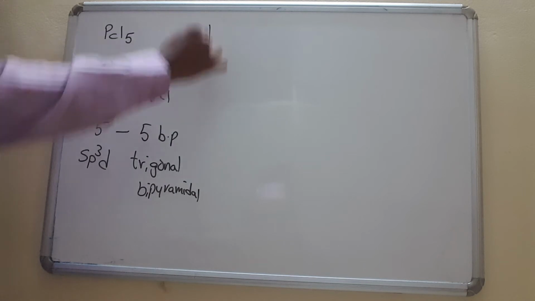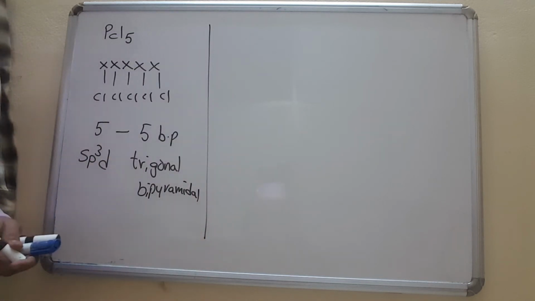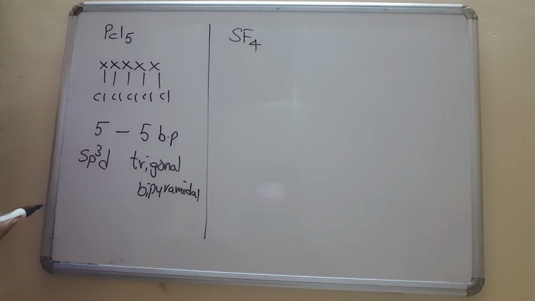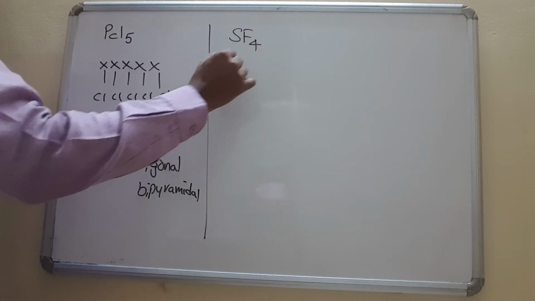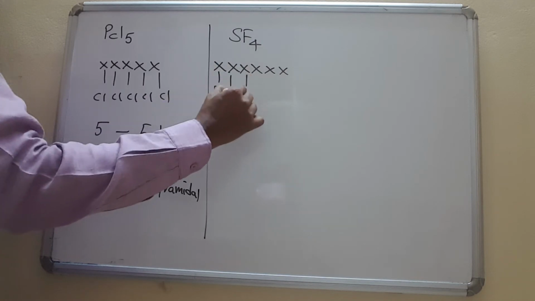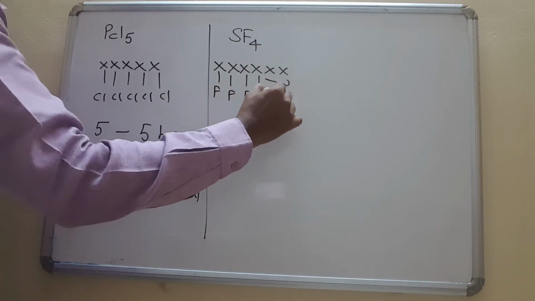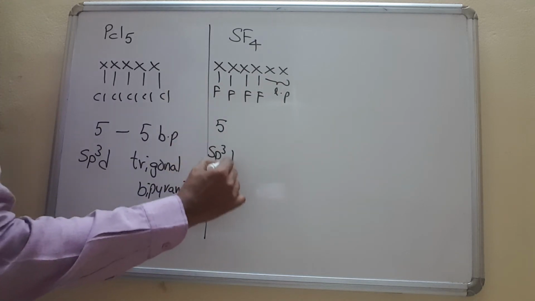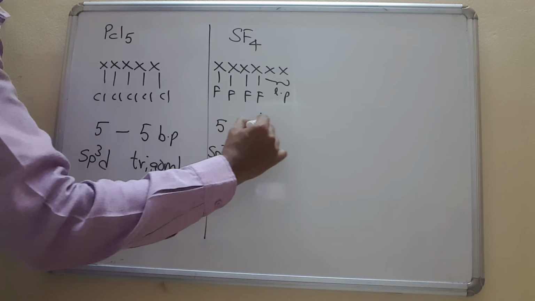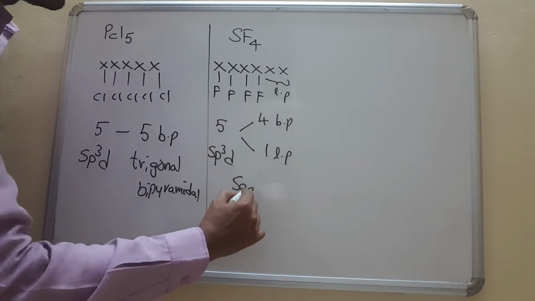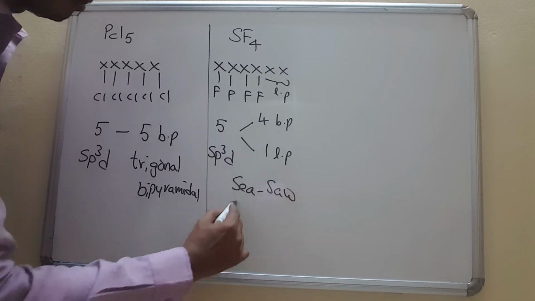Okay, so that is the first example. Next, the second example is SF4. If you see, the sulfur is a sixth group: 1, 2, 3, 4, 5, 6. But how many fluorines are there? 1, 2, 3, 4 fluorines. So 1 lone pair. The total electron pairs is 5. So hybridization is sp3d. Among the 5, 4 bond pairs and 1 lone pair. So its geometry is a seesaw shape or butterfly shape.